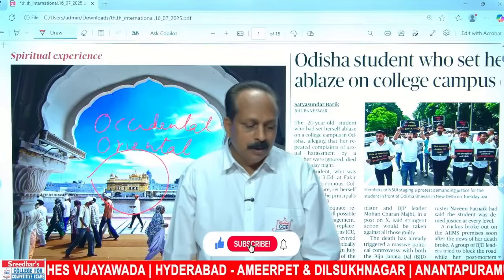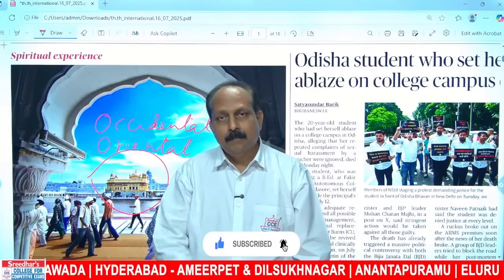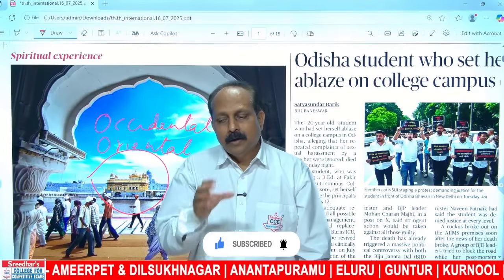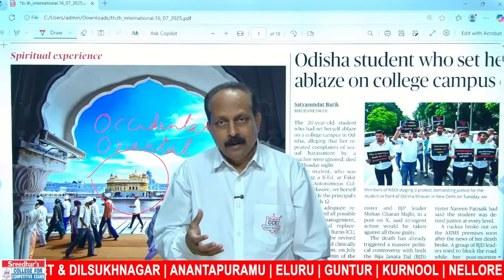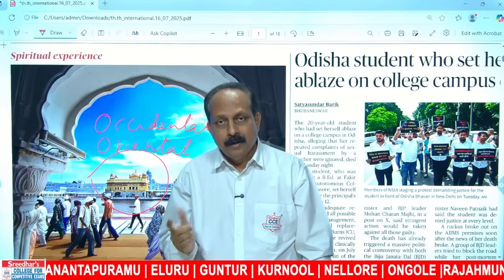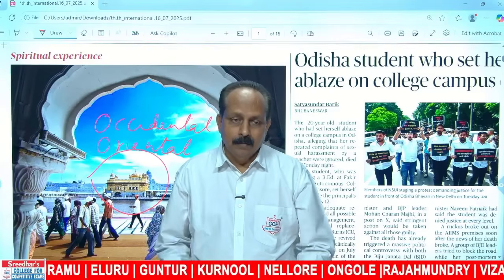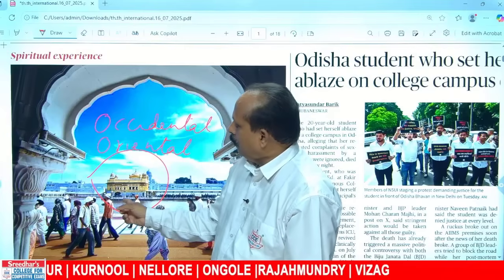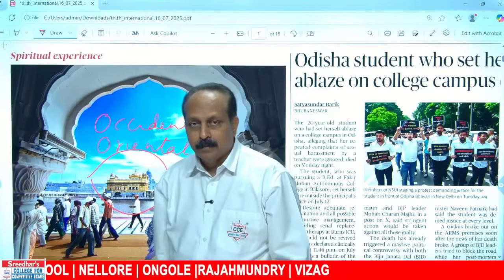Oriental culture, Occidental culture. There's a fundamental difference, broadly speaking, a sweeping statement. Occidental culture, that means Western culture, is materialistic. Oriental culture or Eastern culture is spiritualistic. We all believe in spirituality. Based on that, Golden Temple, Amritsar, Punjab, spiritual experience.